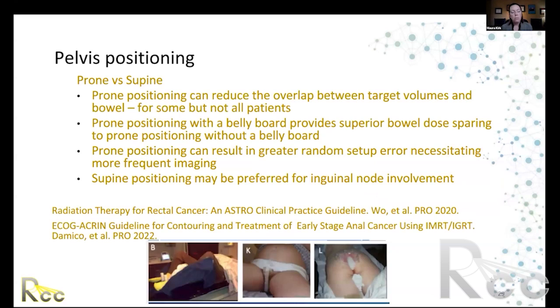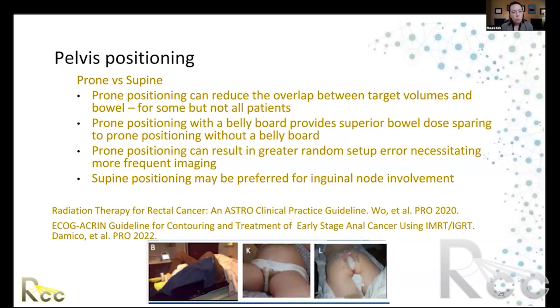I wanted to give some resources about prone versus supine positioning. So prone positioning in the pelvis for some patients can reduce the overlap between the target volume and the bowel. The prone positioning can allow the bowel to fall more out of the field, especially for a target like a rectal target, or when you're treating nodes superiorly in the area of the bowel. Prone position with a belly board can provide superior bowel dose sparing to prone positioning without a belly board. So the key to the belly board is just having a hole for the bowel to have space to fall forward, as opposed to just laying prone on your stomach. If you're laying on your stomach, you're compressing the bowel posteriorly.